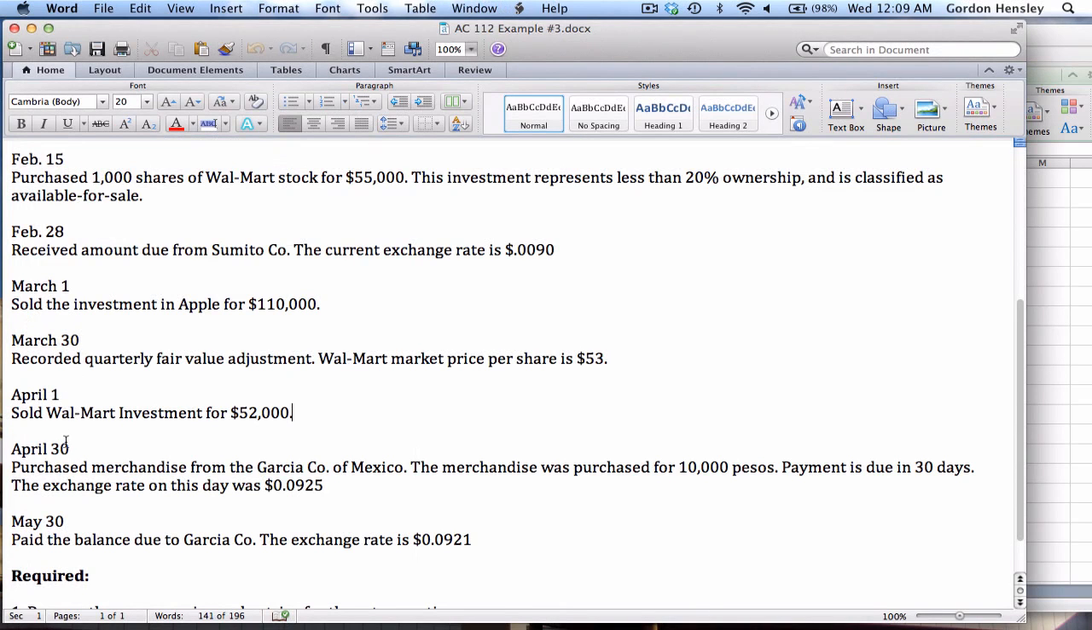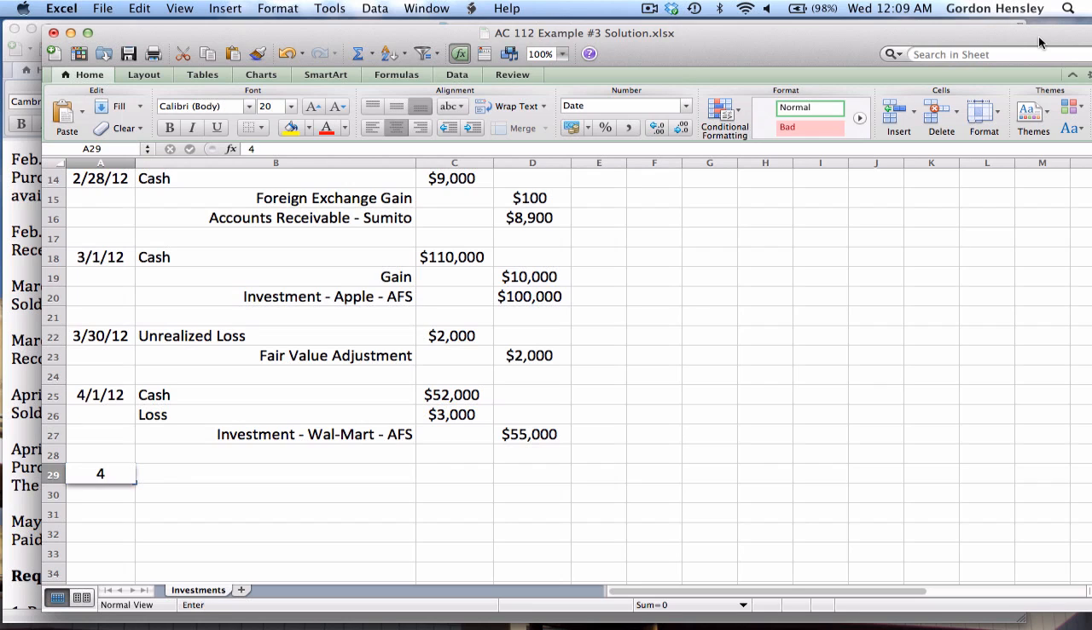The next transaction is on April the 30th. We purchased merchandise from the Garcia Company of Mexico. It was purchased for 10,000 pesos. Payment is due in 30 days, and on that day the exchange rate is 0.0925. So this is really a purchase. Now we had one of these international transactions earlier, but that was a sale. This is a purchase. So we're purchasing merchandise inventory.